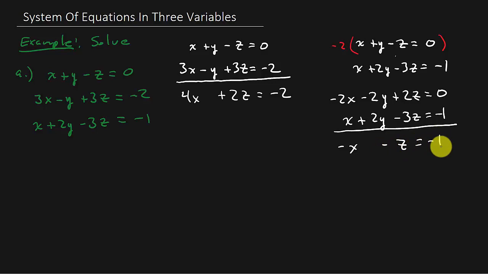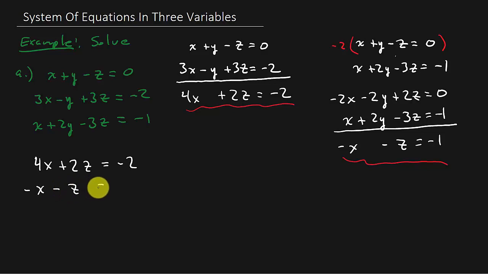So what does that do? Well, I eliminated y. Now I have this equation and this equation, and I can pair those together: 4x plus 2z equals -2, and -x minus z equals -1. Now I have a system of equations like I had in the lesson on two equations, two unknowns. So now I'm just going to solve this.